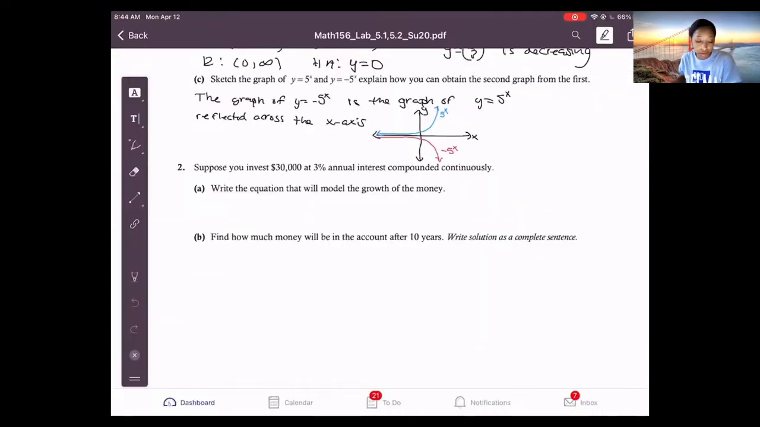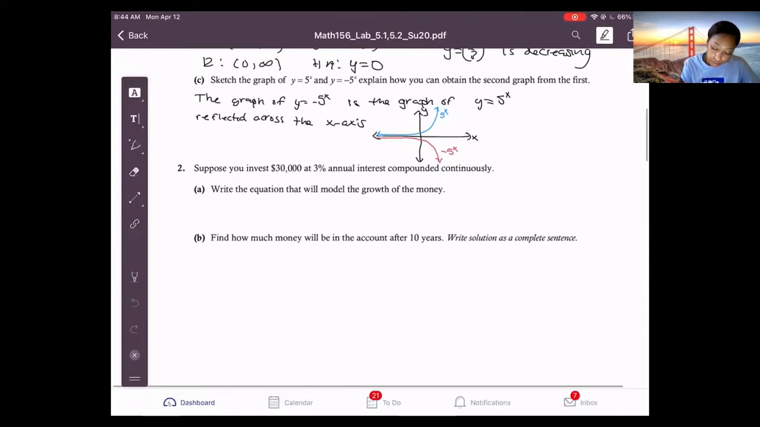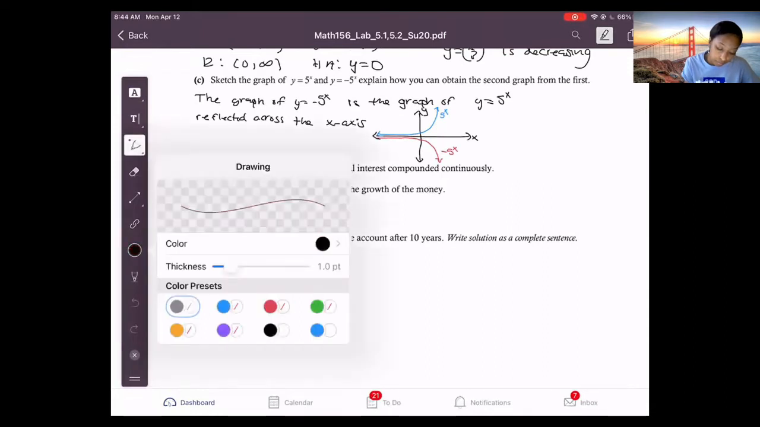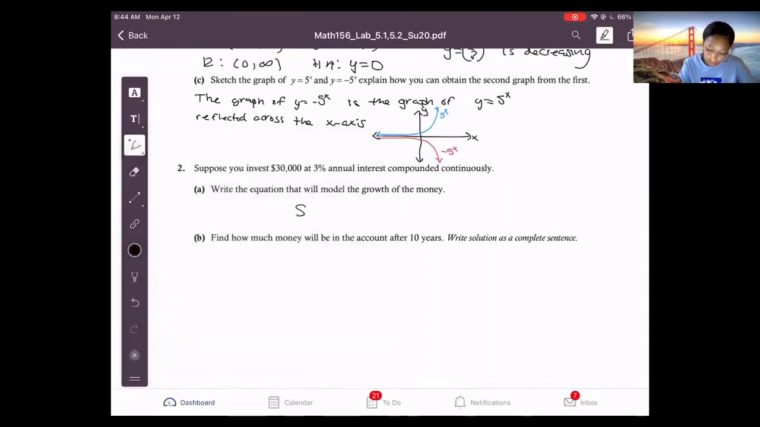I need my calculator. Suppose you invest $30,000 at 3% annual interest compounded continuously. Write the equation that will model the growth of the money. So the equation would be S equals our principal, which is 30,000, times e, and this is growing compounded continuously, so we have S equals P e to the RT. So 30,000 times e to the 0.03 t power.